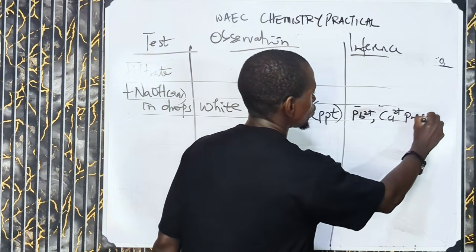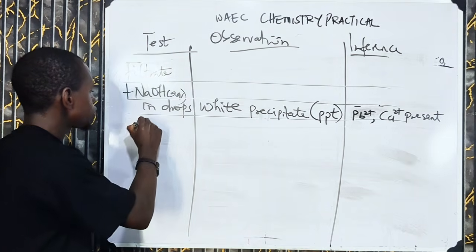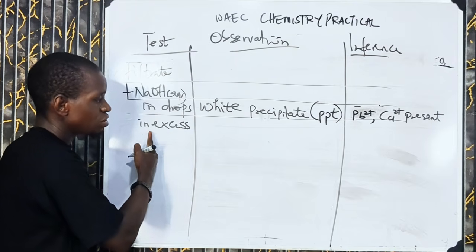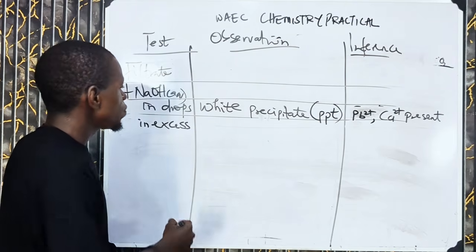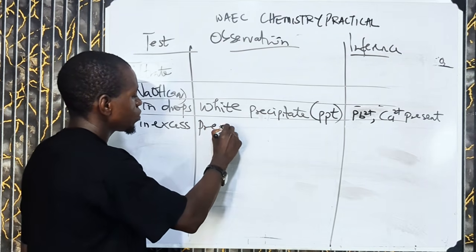Then, to be honest, I will just write present. You just write present. Okay, now the next thing I'm going to say is in excess. In excess, you will now see the way I'm writing my excess. In excess, what happened now? Okay, PPT dissolved, precipitate dissolved.